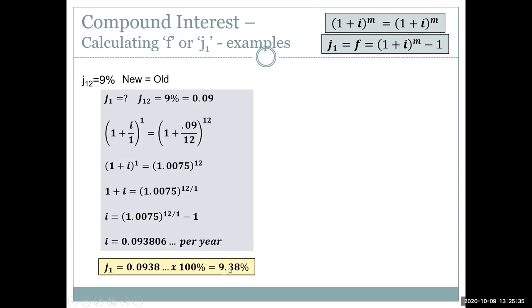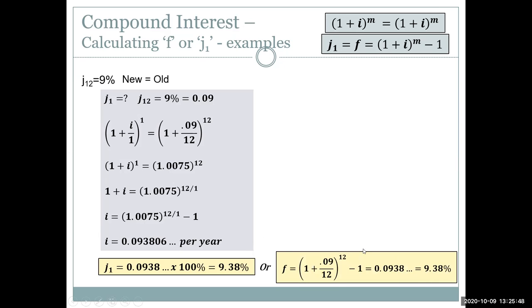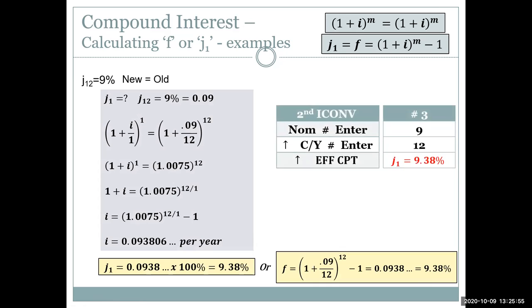Okay. Remember, we're not just looking for the periodic interest rate here. We're looking for the F or J1 rate, the equivalent, the effective interest rate. Using our F formula, again, we get the 9.38 exactly. And then we have our TVM.